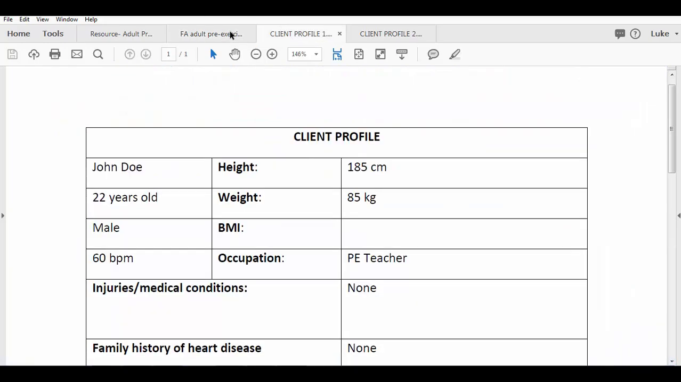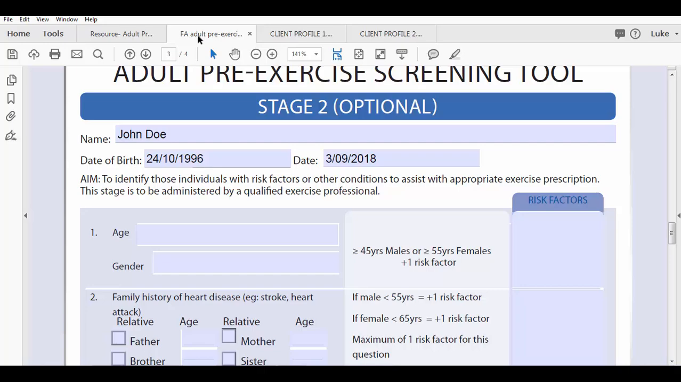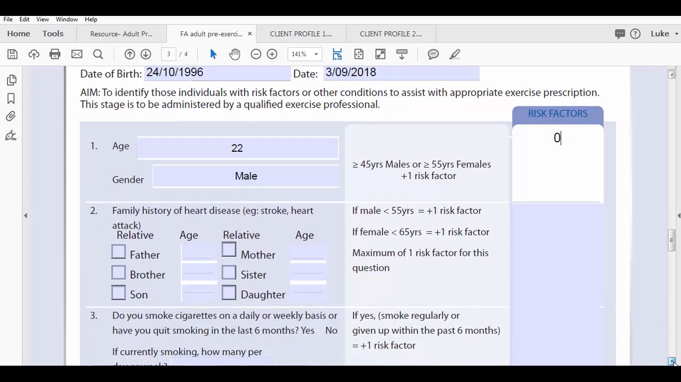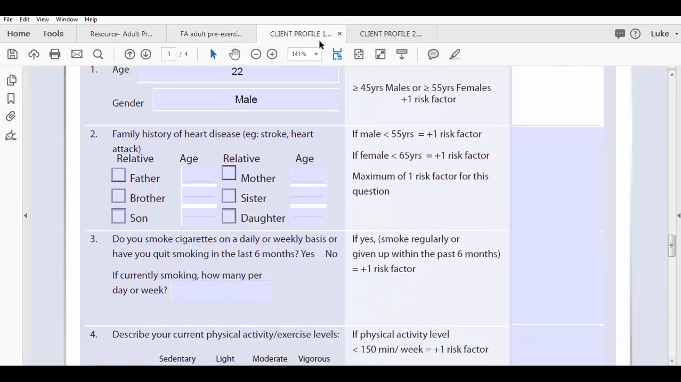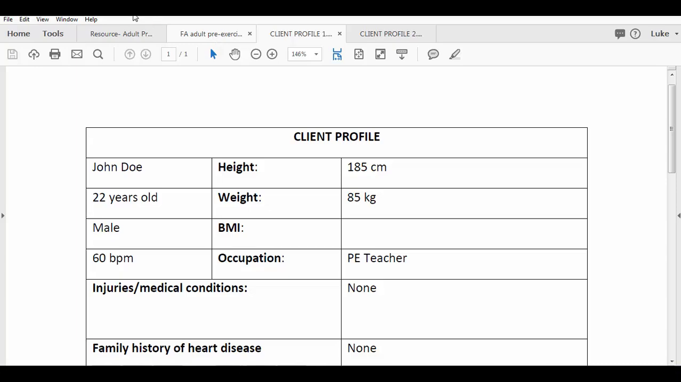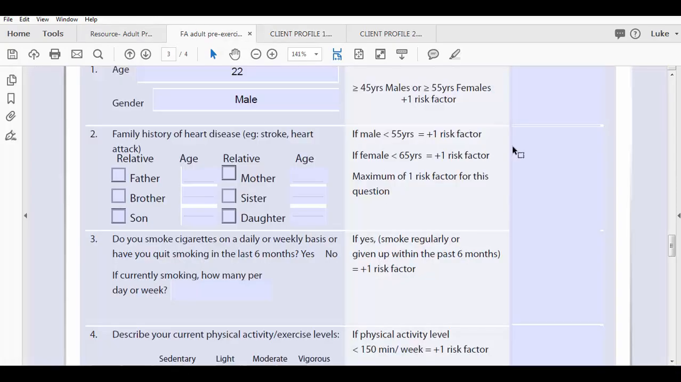So we had age, which was 22. So I'm going to fill that out, 22, and they are a male. So what does this mean for them? 22 and male means that they're under the risk factor age of 45 or greater for a male. As a result of being under that age, they get a 0 for their risk factor score. So family history, what do we have here? We had no family history of any heart disease or anything like that. Because we have none, we put a 0.